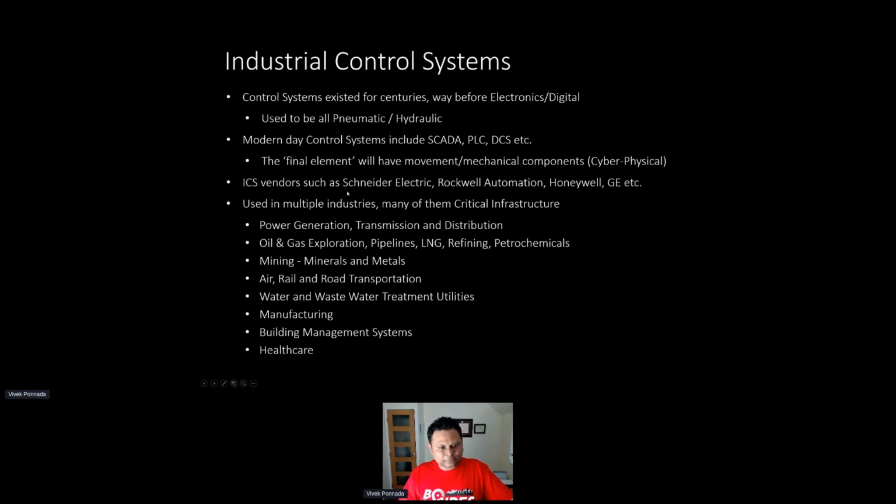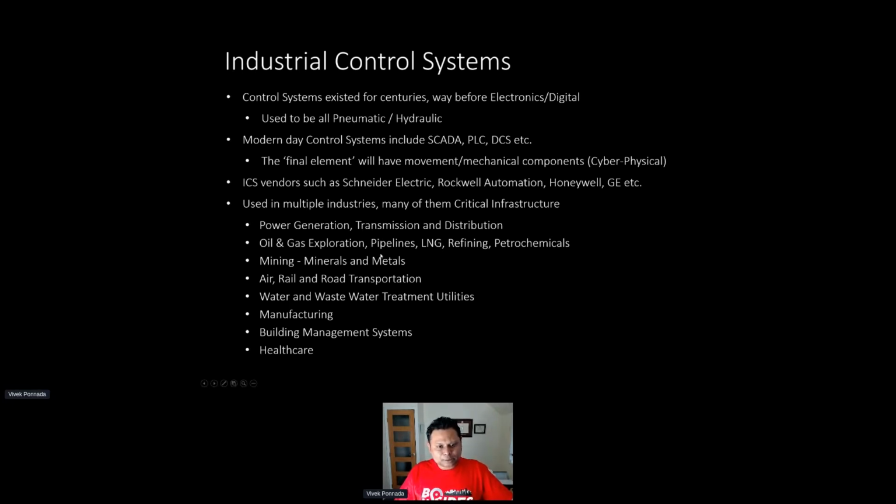The traditional ICS vendors are, for example, Schneider Electric, Rockwell Automation, Honeywell, GE, all these different vendors that provide industrial control systems. They are kind of different from your traditional IT providers like Cisco or Fortinet or Palo Alto, for example.